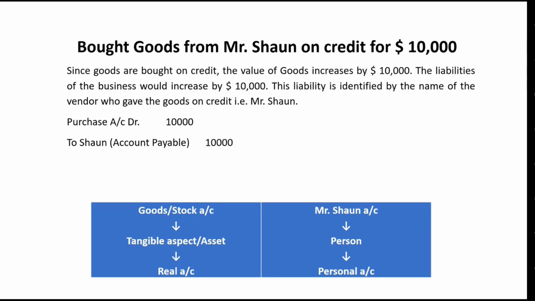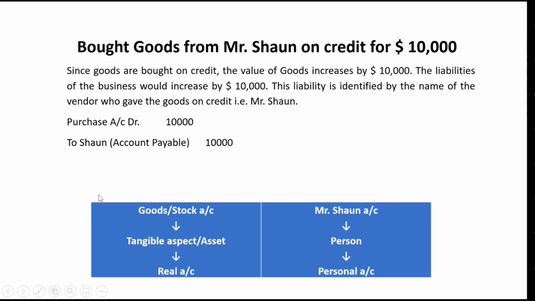So next we have bought goods from Mr. Shaun on credit for $10,000. In the previous entry, we bought goods for cash, but now in this entry, we bought goods on credit. Whenever we buy goods on credit, the name will definitely come into the business. That will become our creditor because we have purchased goods and definitely we will pay money. So that will be our account payable.